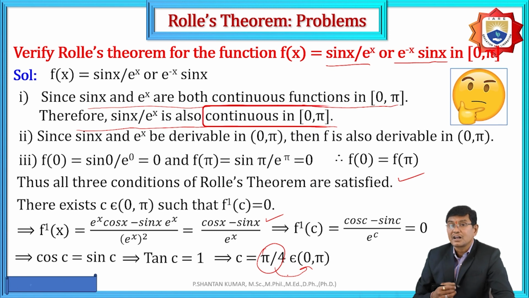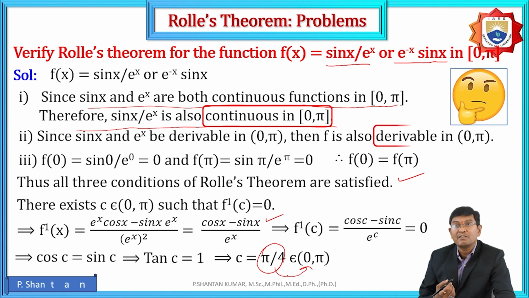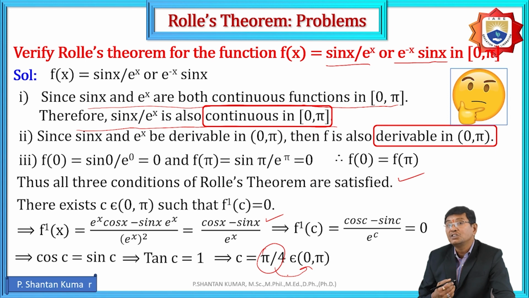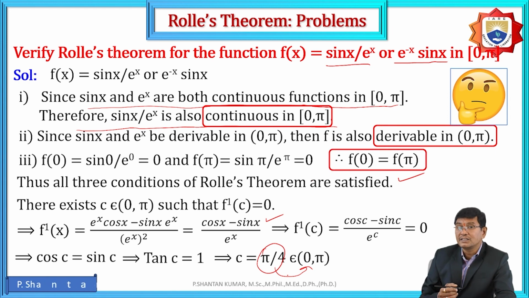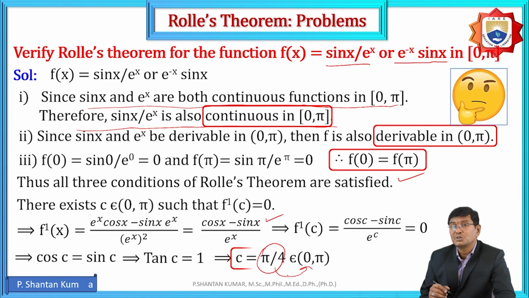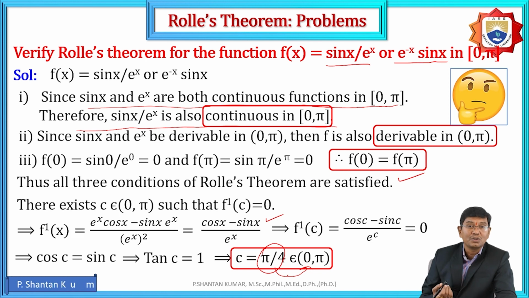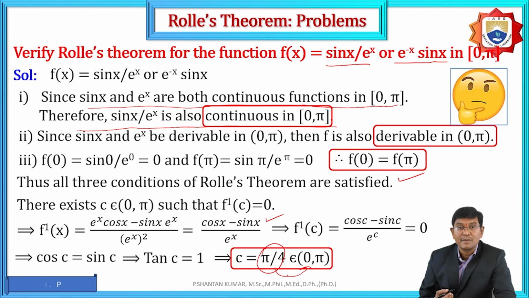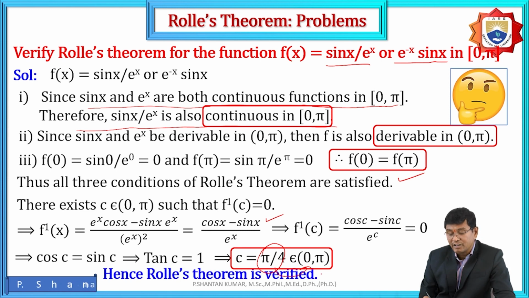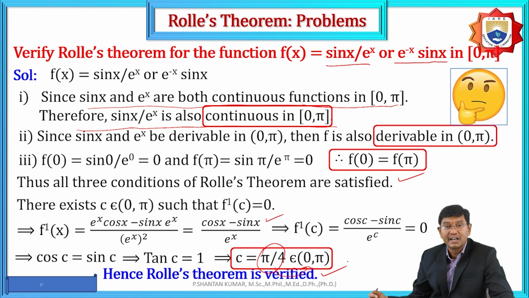That is, one, f is a continuous function in the closed interval; second, it is derivable in the open interval a comma b; and the third condition, f of a is equal to f of b, is also satisfied. Then there exists a point c belonging to a comma b. So the requirements of Rolle's theorem are clearly satisfied, and therefore Rolle's theorem is verified. These are the ones based upon exponential and trigonometric functions, which we need to identify properly.